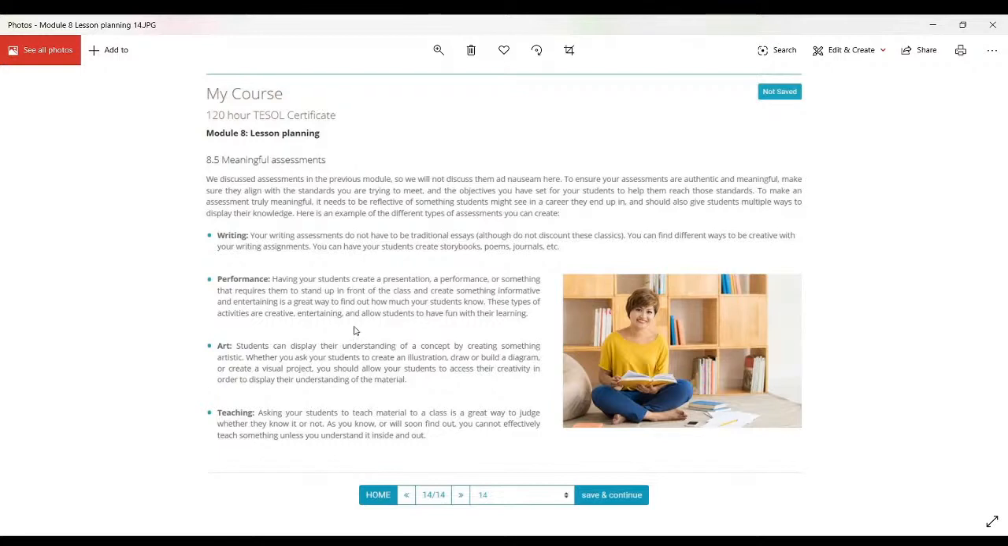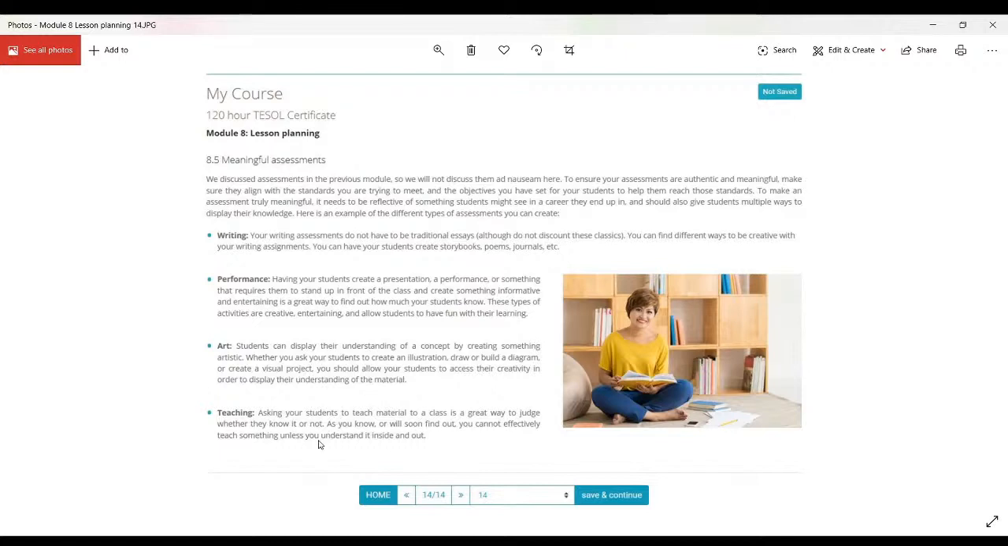Next, art. Students can display their understanding of a concept by creating something artistic. Whether you ask your students to create an illustration, draw or build a diagram, or create a visual project, you should allow your students to access their creativity in order to display their understanding of the material.